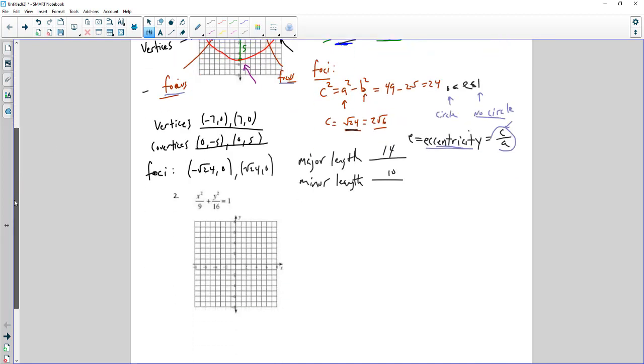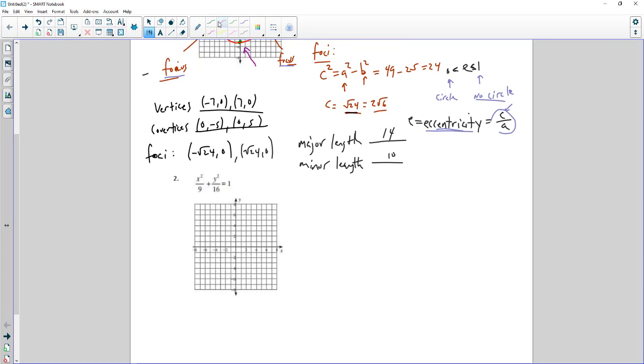All that long-winded explanation. So we're just going to go a little faster here, and hopefully you can keep up. The only thing different about this one is now your a squared is underneath y, which means your major axis will be up and down from center instead of left and right. So here's what I got. My center is 0, 0 again. You should always identify that first. Now my a squared is 16, which is the bigger of the two, so a will equal 4, the square root of 16. b squared is going to equal 9, so b will equal 3.